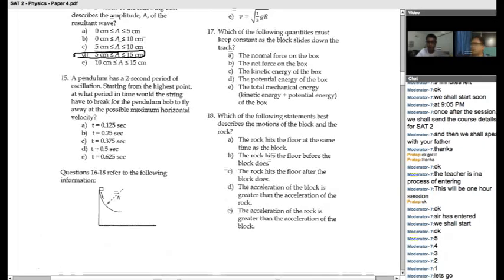Now 15. I went through it quickly, so I think it's A or D. Is it one of those two?